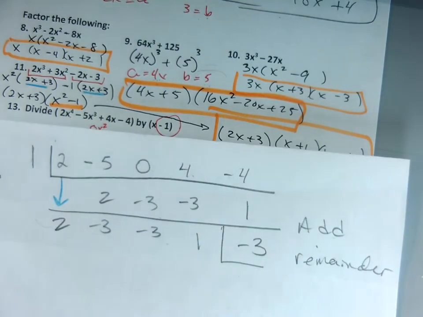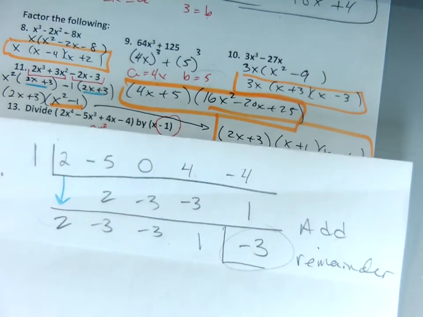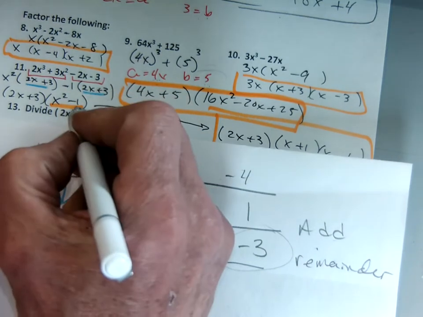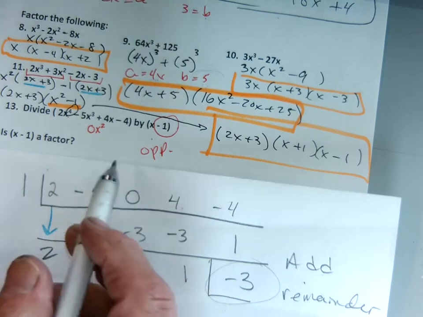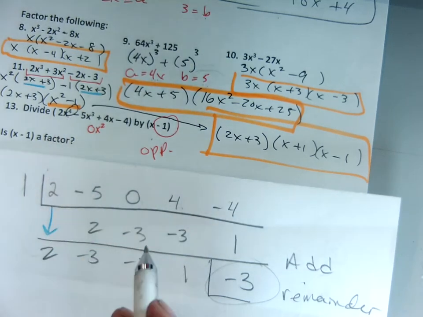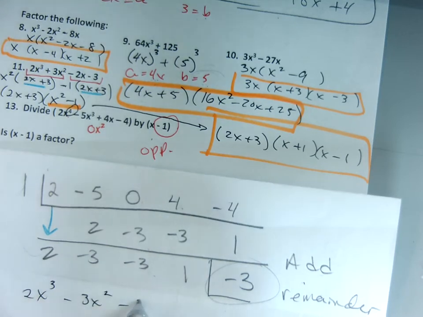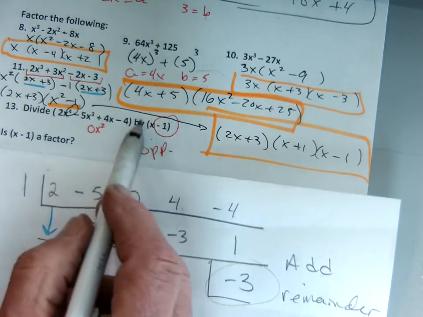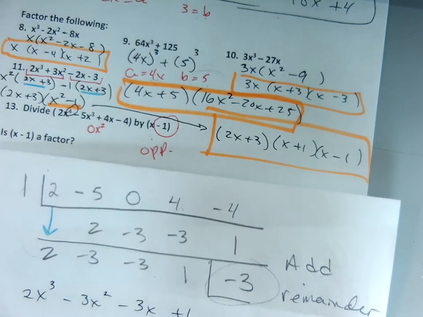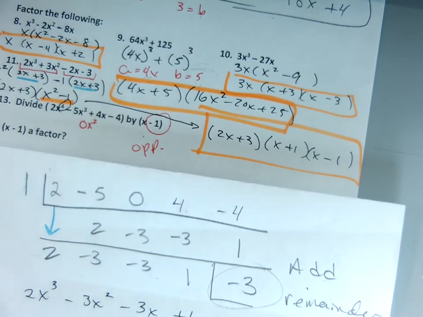Okay, so it's not a factor because that is not 0. I do know that. But the answer is this. It has to be 1 less power. We bring the x's back. The x's were invisible, but we're going to bring them back as 1 less power, so it's a 2x cubed minus 3x squared minus 3x plus 1, and then my remainder goes plus a negative 3 over what I really divided by. What I really divided by invisibly was an x minus 1. Is it a factor? No. Okay, so here is my answer.